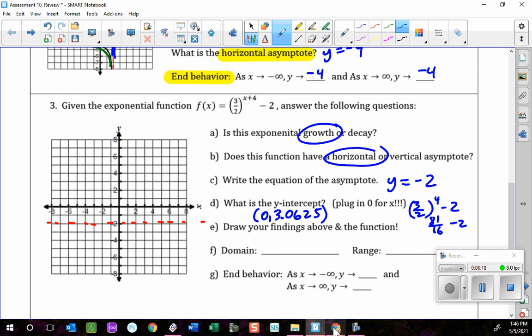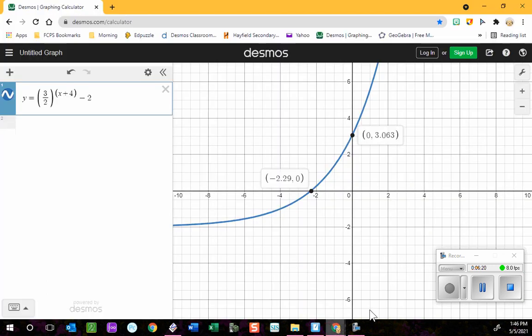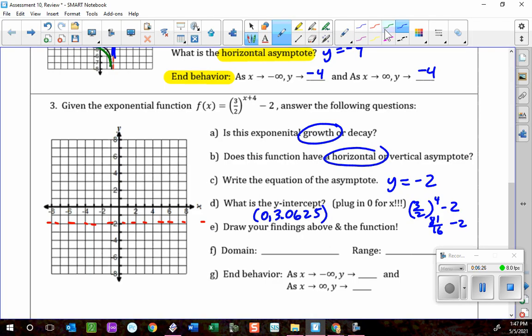All right, so let me look back at my graph. Negative 2.29, 3.06. All right, so my curve goes up here and it comes down to the left. Okay, so the domain. The domain is everything. This thing goes to the left, to the right. You can plug any number you want in for x. So the domain is all real numbers, negative infinity to infinity.